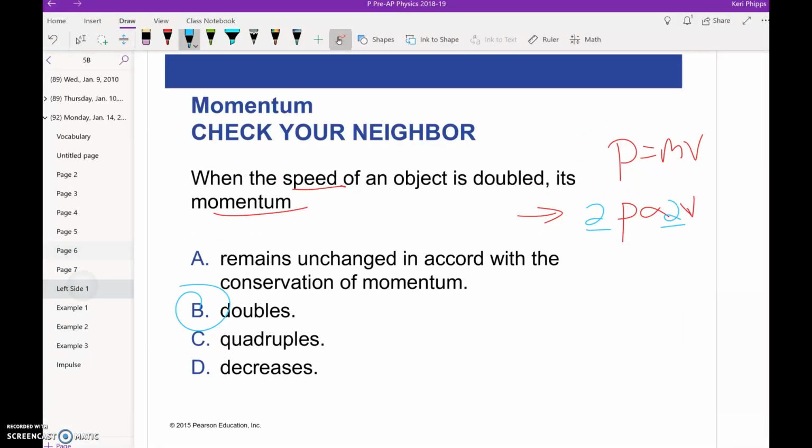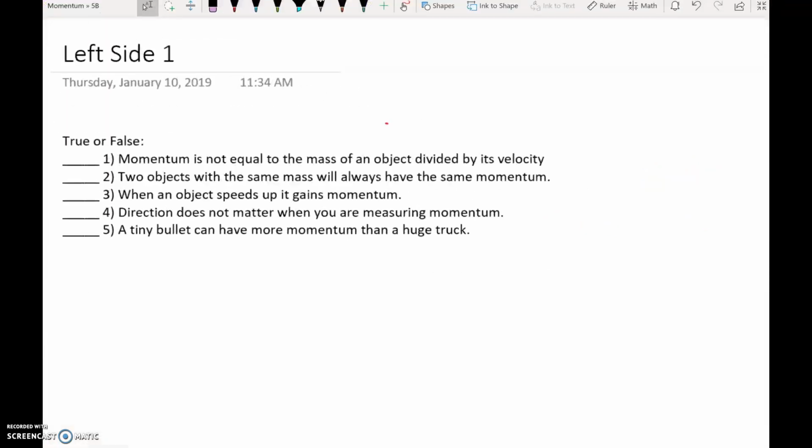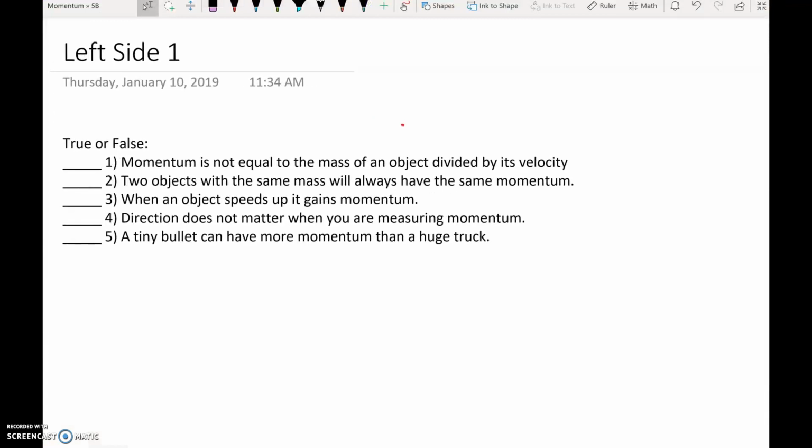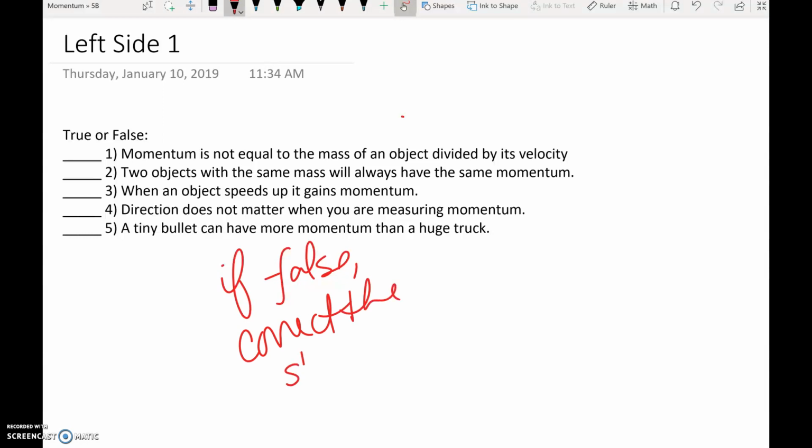Okay, so I want you to try some stuff here. I want you to take a few seconds. On the left-hand side of your paper, I want you to write these 5 statements, and I want you to determine if they are true or false. If false, I want you to correct it. So you're going to write all 5 statements. The false ones you are going to correct. And we'll go over that when I see you in class next.